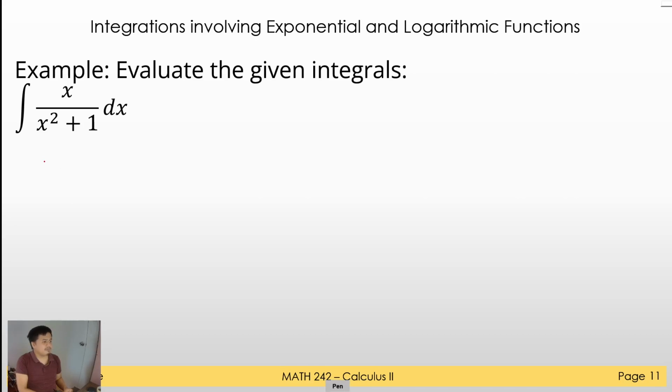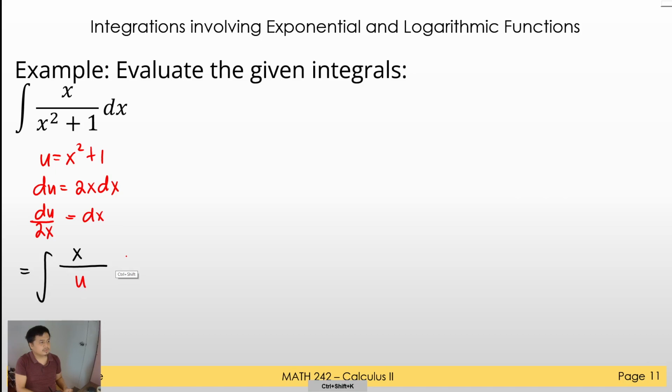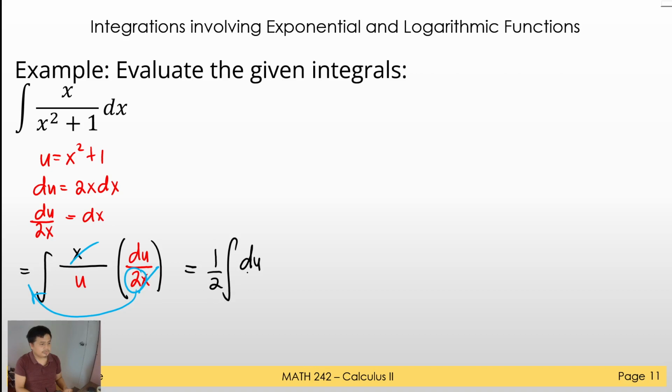So we have to let u is equal to x squared plus 1. So du is equal to 2x dx. Okay, so dx is equal to du over 2x. So therefore, this will be equal to x over u, and then dx is du over 2x. Okay, so cancel this out. Factor out this 1/2. So this will be equal to 1/2 du over u.